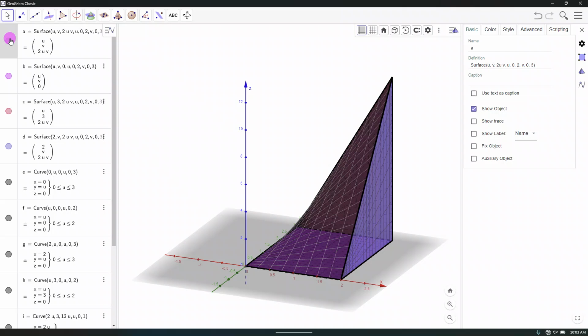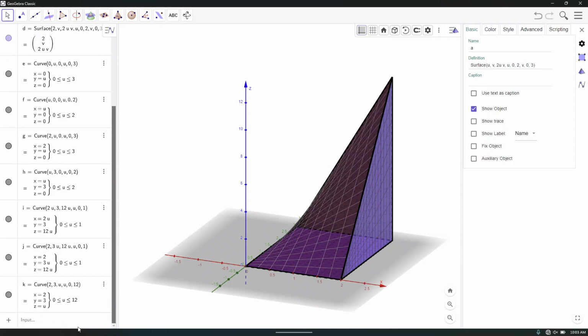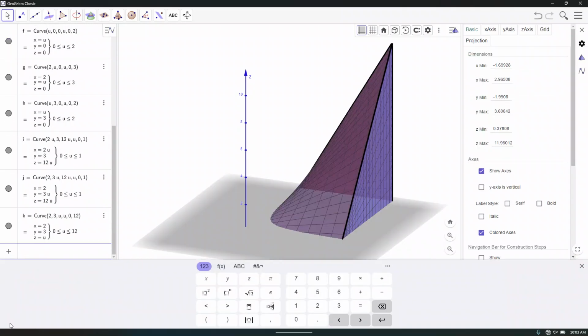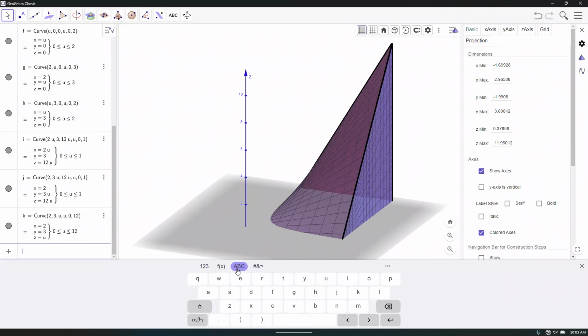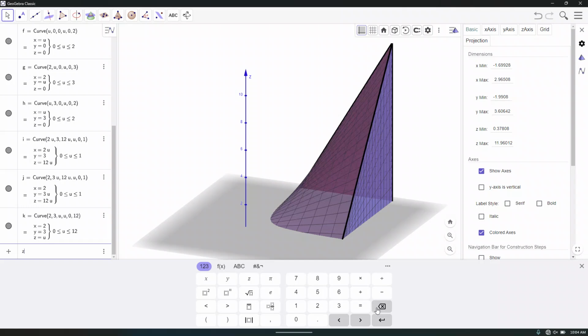Let me actually do it again. I won't be able to type it anyway, so let me see if I can. Oh yes. So let me do z equals 3. What is that? Which is the value we got.